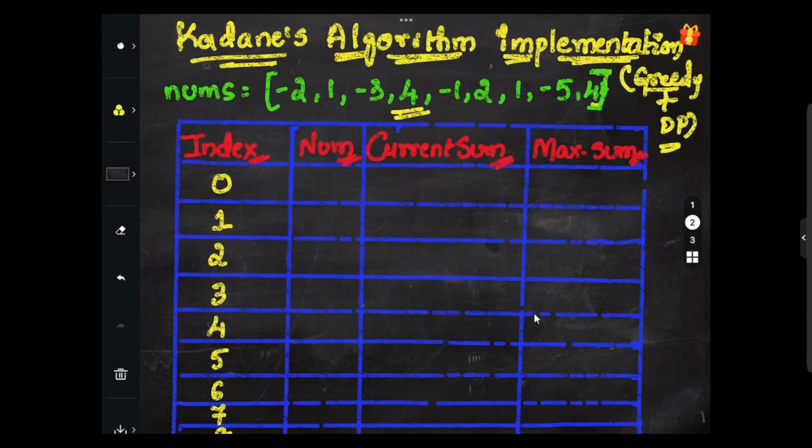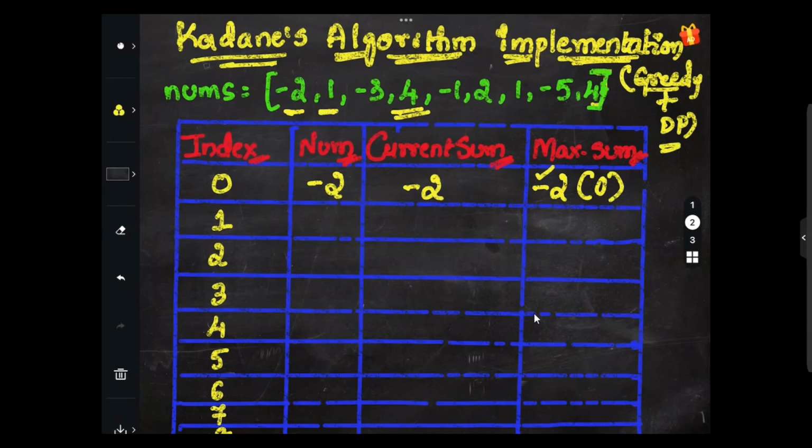Let's see the step by step explanation with the example here. First, we will consider -2. The current sum will be -2 as well, so the maximum sum will be -2 as well. Since the value is negative, as I have said before, we will reset this to 0. I hope this is clear.